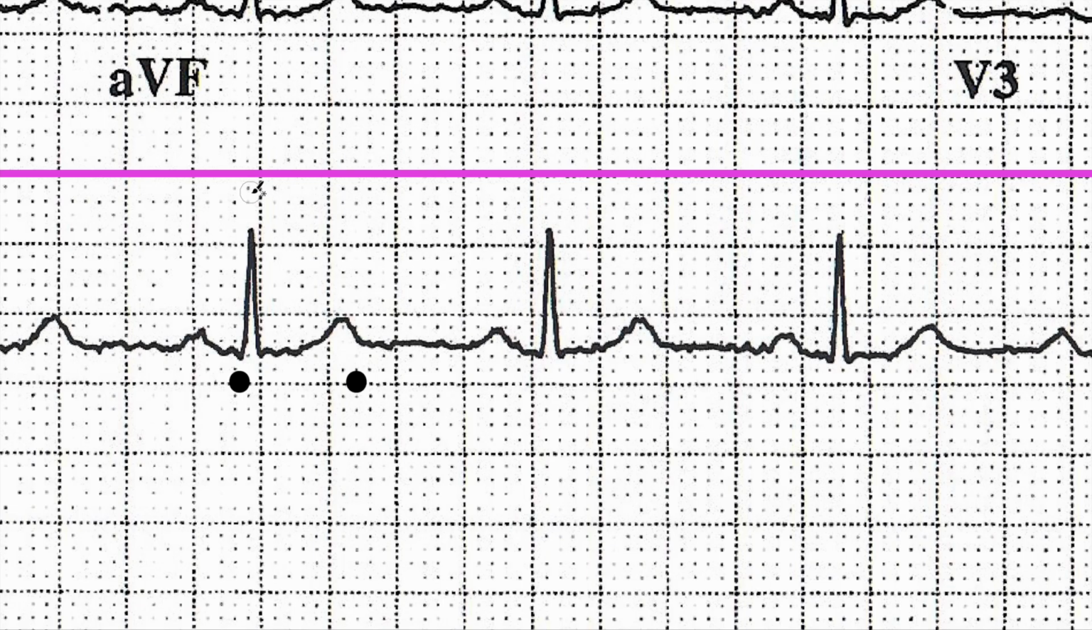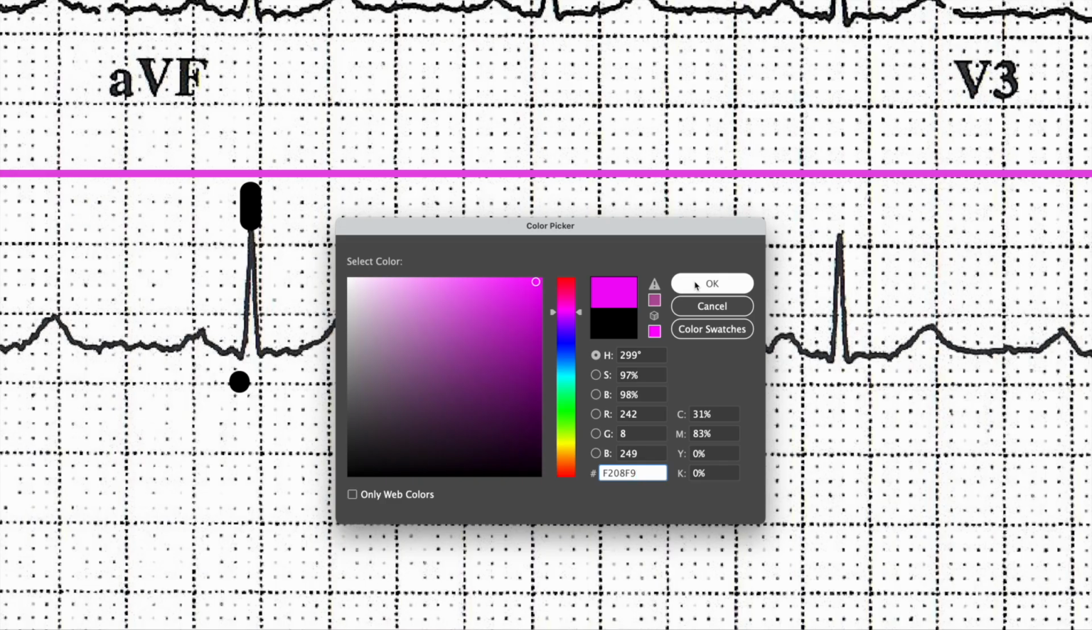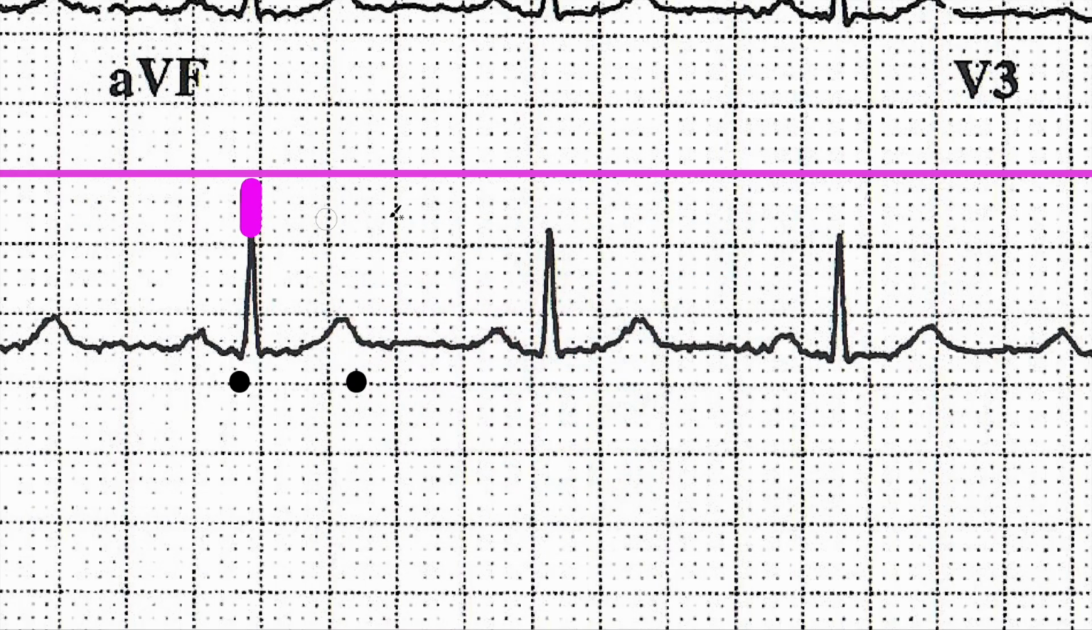The easiest way to do that is to take, and man, these colors are killing me. All right. You take your two R waves, and these are roughly 4.33 big boxes apart, and you find a midpoint. So this is going to be roughly right here. If your T wave does not cross this line at the isoelectric baseline, you don't have prolonged QT.